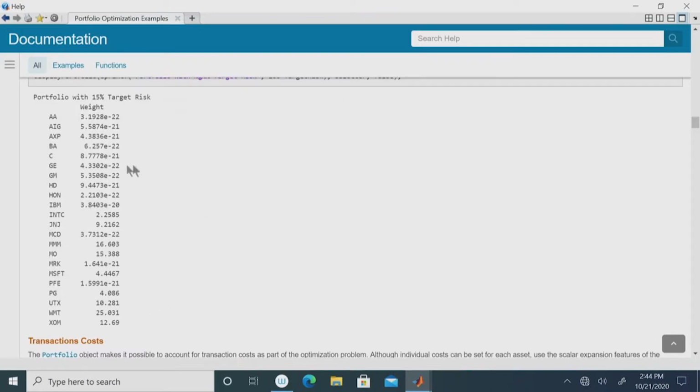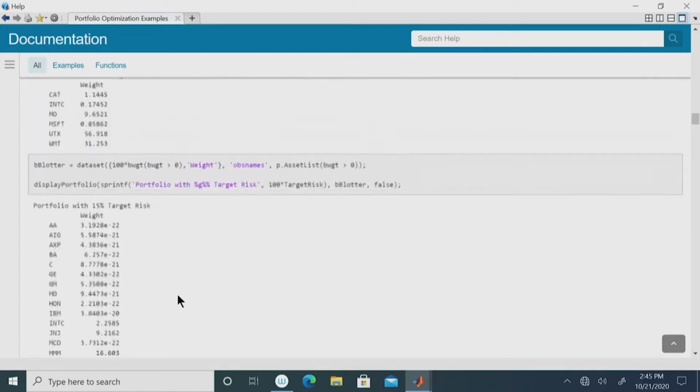In particular, I want to identify the ones which actually have more than 10%. So, the first one you can identify is MMM, which is 16%. So, this is the company 3M. The next is MO, which is 15%, this is Microsoft, and then we have UTX, which is 10%. As already mentioned, this is going to be Raytheon Technologies, and you have 25% for WMT, that is Walmart, and 12.69% that is XOM, which is Exxon Mobil.